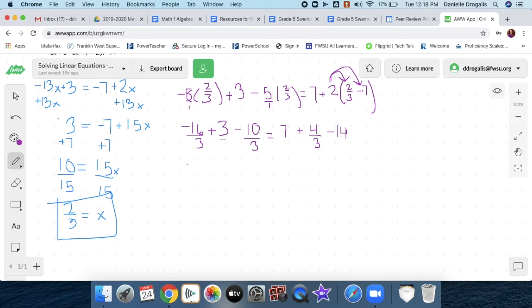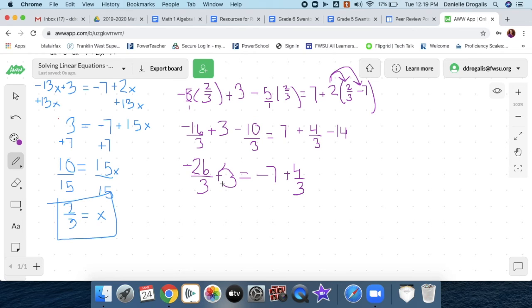So I have -16. I'm going to combine that with a -10. So I have a -26 thirds, and that's a +3. And I'm going to do that over here. Notice I've got 2 whole numbers I can combine nicely. 7 minus 14 is -7, and I have a 4/3 to add to that.